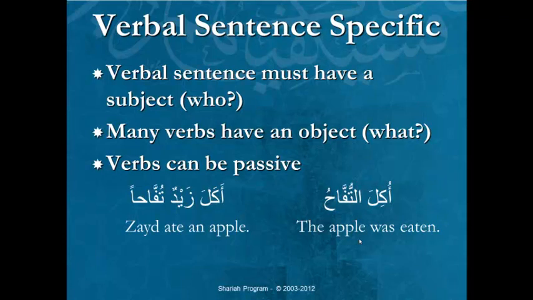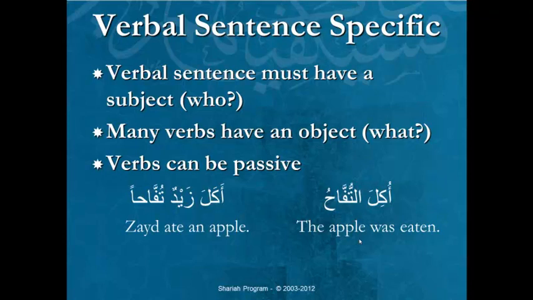So we're going to consider that an additional usage for the ism, and we're going to give it a name. Let's call it deputy doer. Okay, because the real doer is gone. So now what was previously object occupies the place of the subject, and the name changes. We don't call it fa'il anymore. We call it na'ib fa'il. Na'ib means deputy. Na'ib fa'il, deputy doer.